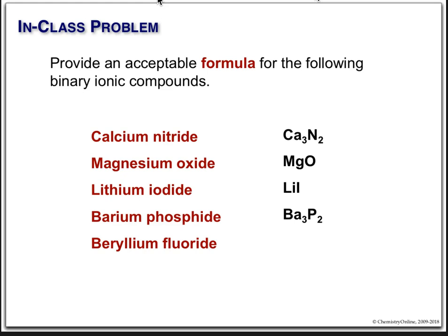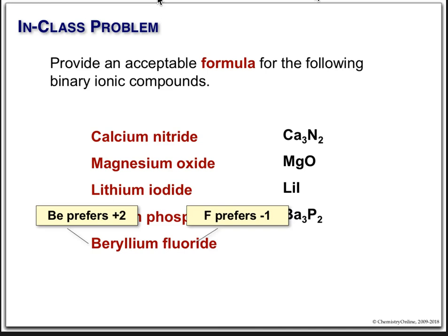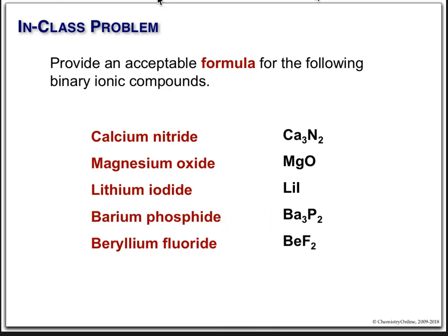And finally, beryllium fluoride. Beryllium, once again, is in our 2nd group, so it's a +2. Fluorine is over here in the 7th group, so it's a -1. We're going to need 2 fluorines for every beryllium, and we would write it like this. Any questions?